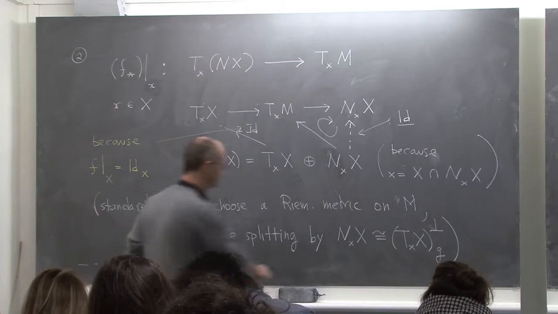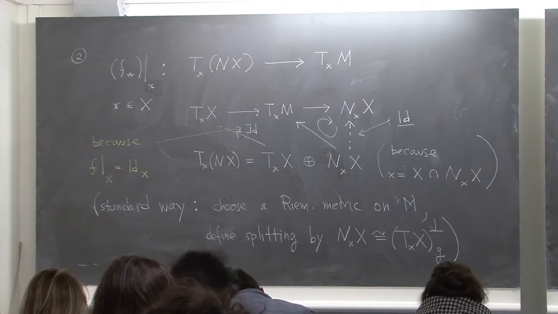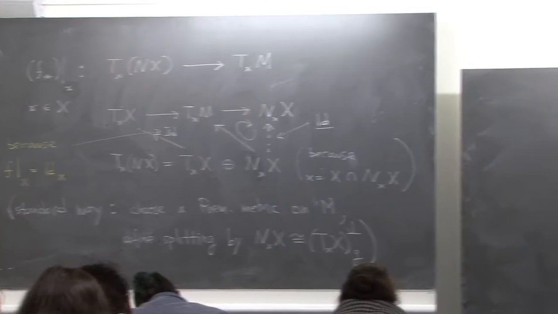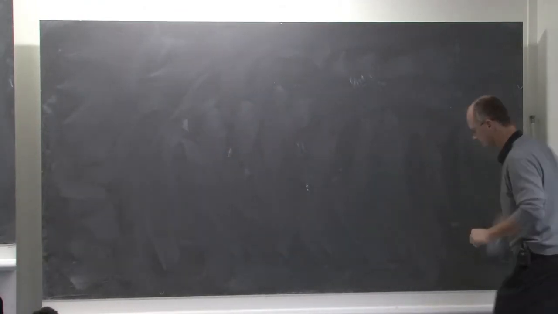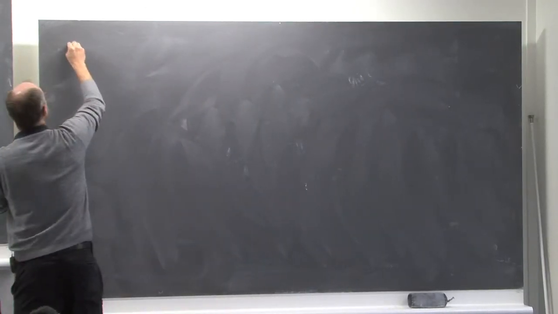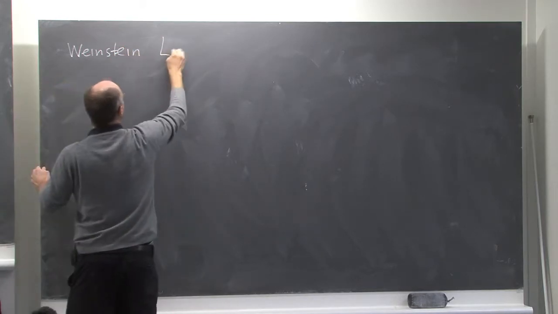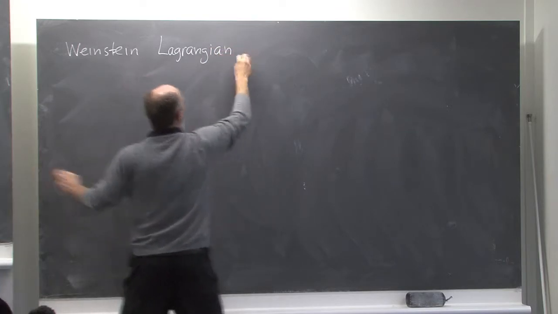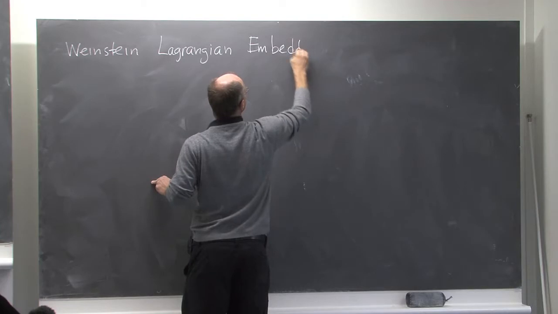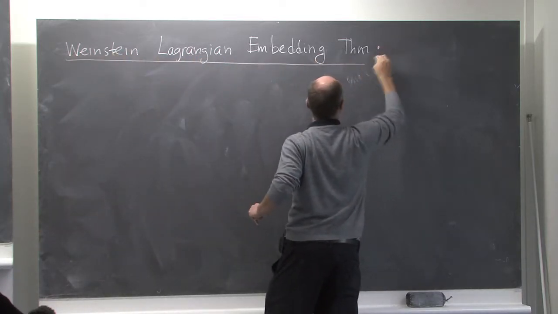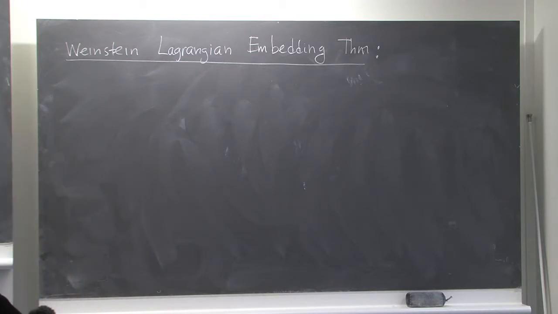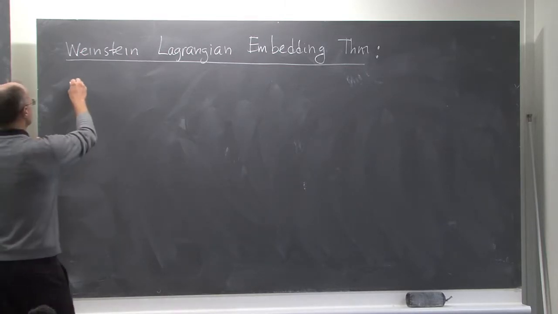All right. Well, so much for preparations. Now we can state the Weinstein Lagrangian embedding theorem. In fact, I don't want to rewrite everything, so I assume that we already have the notation of the tubular neighborhood theorem, and let me state it as follows.